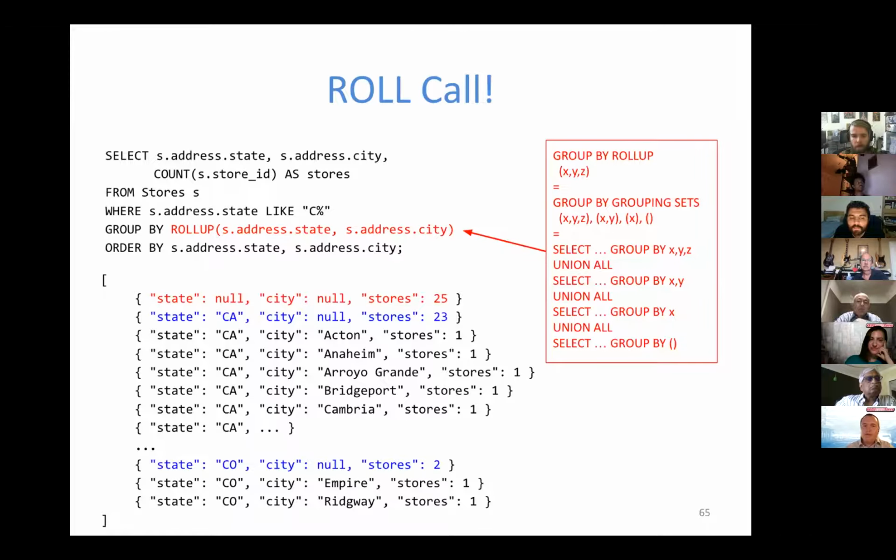Now, if we look at the query results, we'll see that we have black rows that correspond to grouping by city and state, blue ones for the whole state, and the single red one for the grand total.